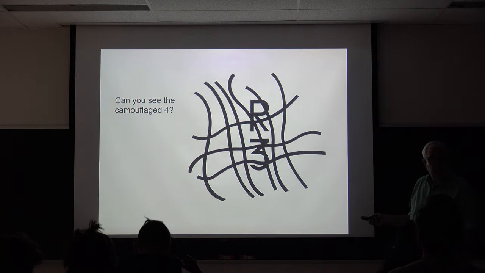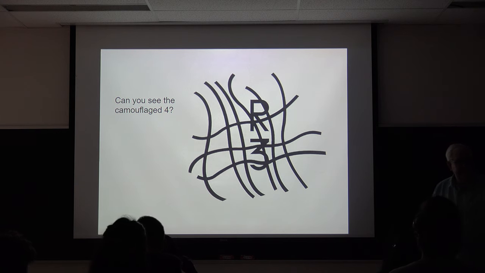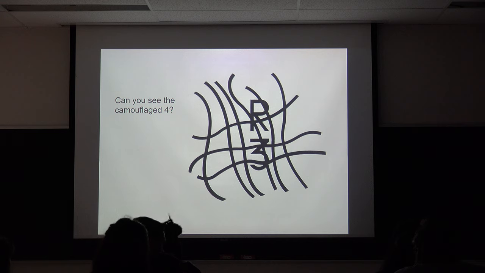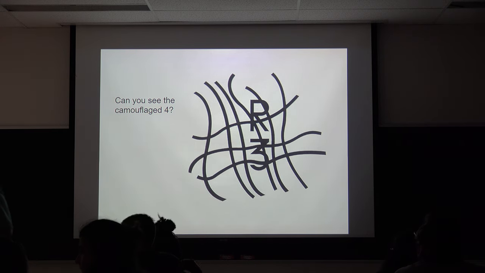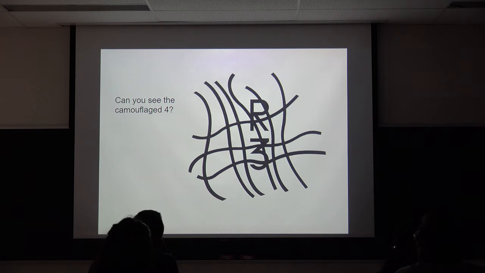Who haven't I picked on for a while? Let's pick on you. Can you see a 4 in there? No, I see an R and a 3. You see an R and a 3. Can any of you see a 4? Raise your hand. Let me give you the pointer. Point out the 4 to us. It's that top button there. I see a 4 still in that. Okay. How many 4s can you see? Probably a lot.